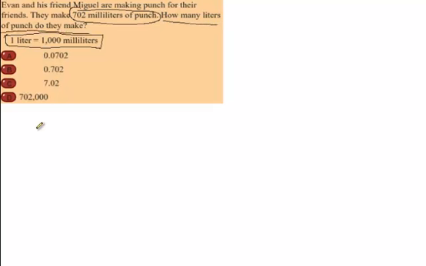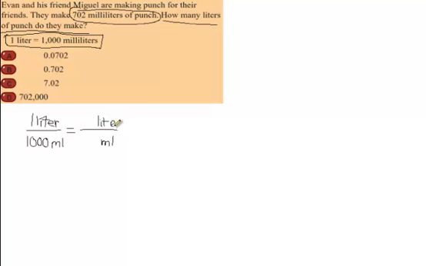Okay, every time I see a measurement fact like this, I'm going to write it down here as a proportion. 1 liter over 1,000 milliliters. Sorry, that looks ugly. That's an ugly T. I make it in a proportion. I line up my milliliters and my liters.